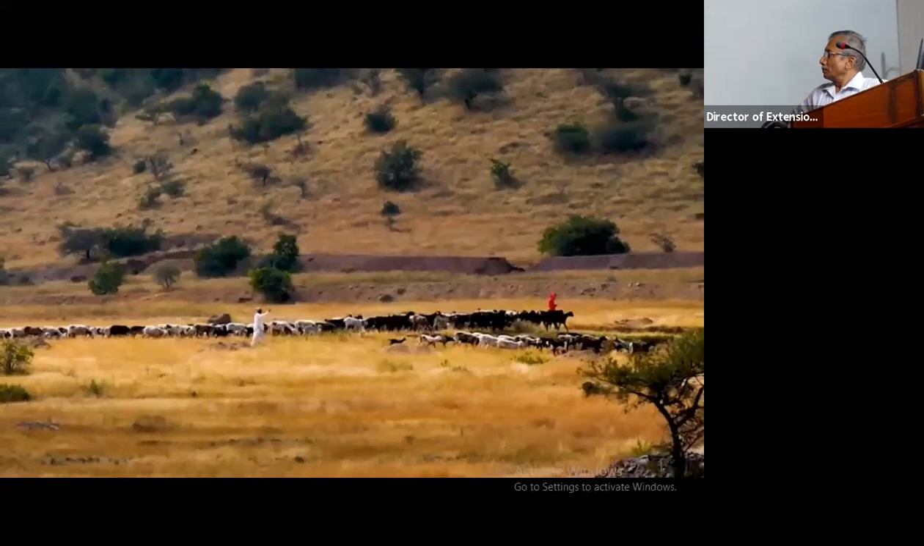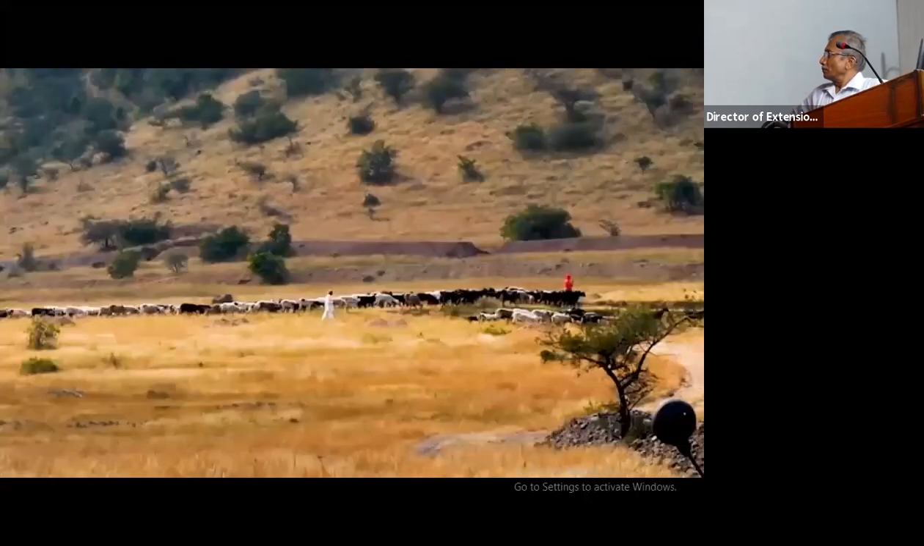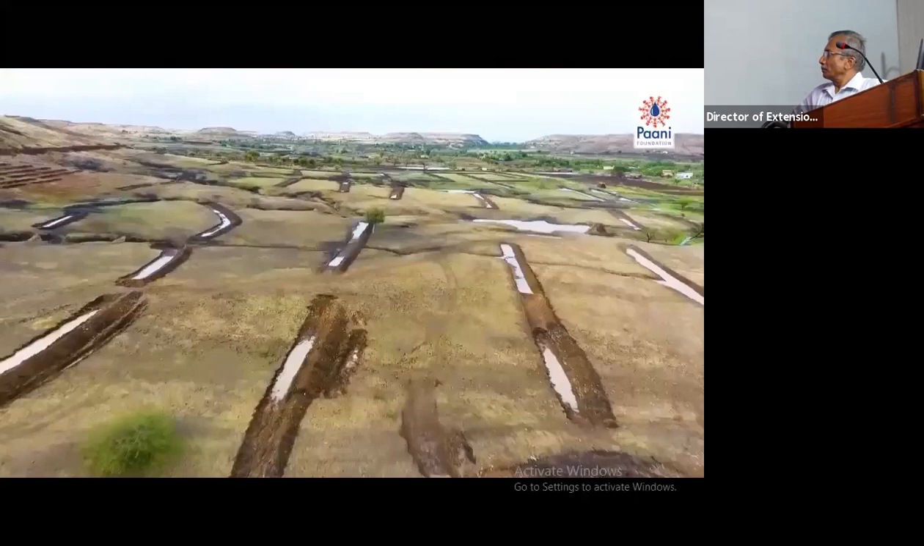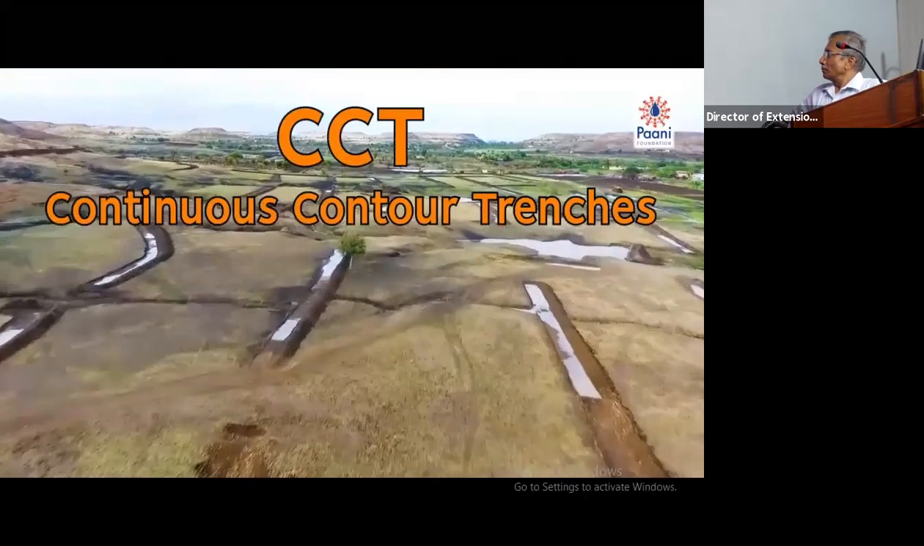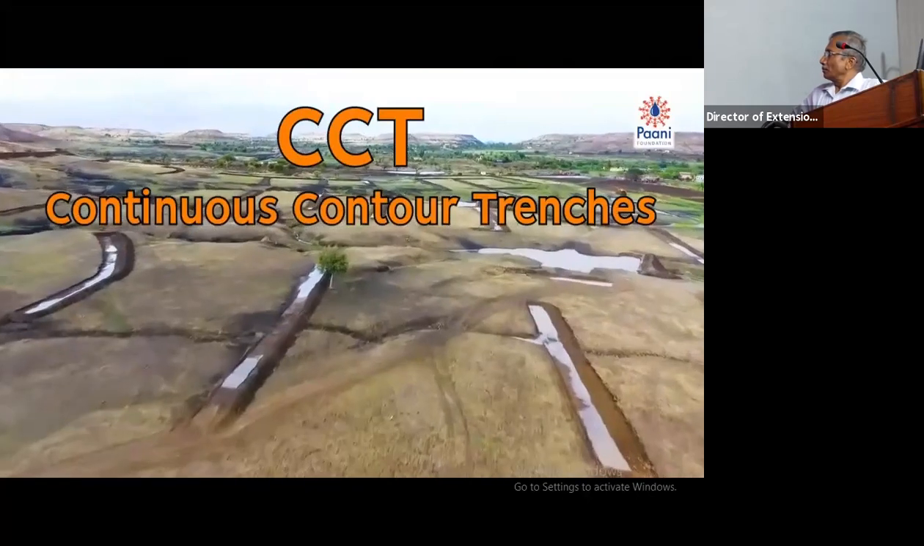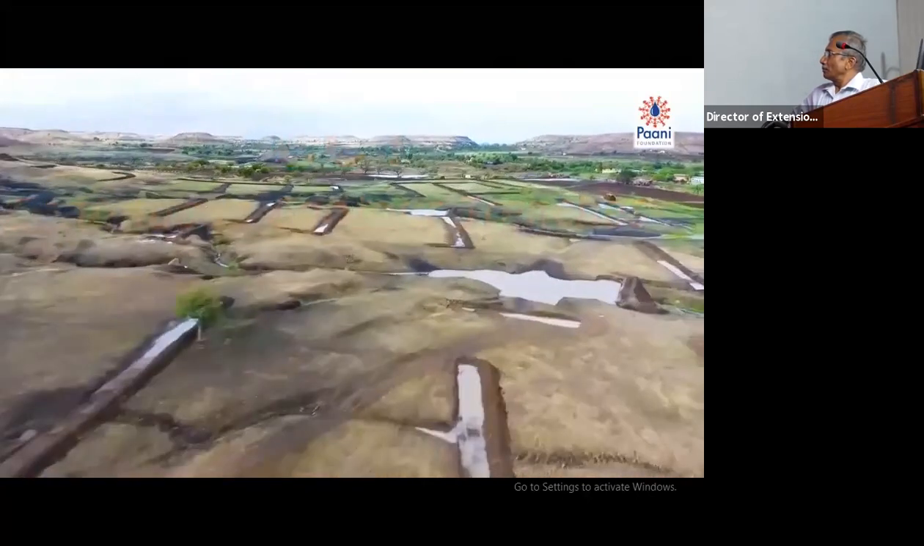The upper zones appeared to be primarily grasslands with rotational grazing of large herds of goats. The main structures used to harvest water here are called CCTs, or continuous contour trenches. These are the same structures that we call on-contour swales in the United States.